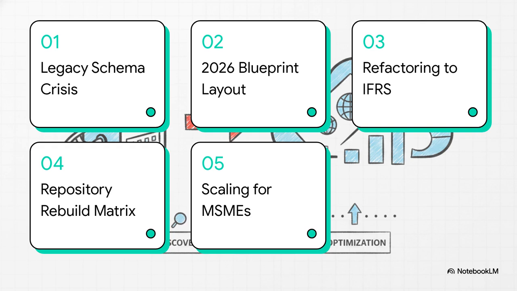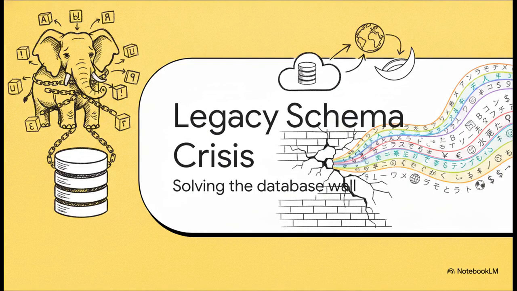Our agenda is broken down into 5 distinct phases. We're going to start with the legacy schema crisis, move into the 2026 blueprint layout, dive deep into master refactoring to IFRS, map out the repository rebuild matrix, and finally, look at how this all scales for micro, small, and medium enterprises. Let's get to step 1. Section 1, the legacy schema crisis.